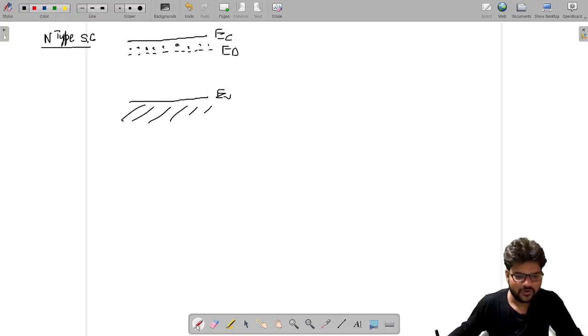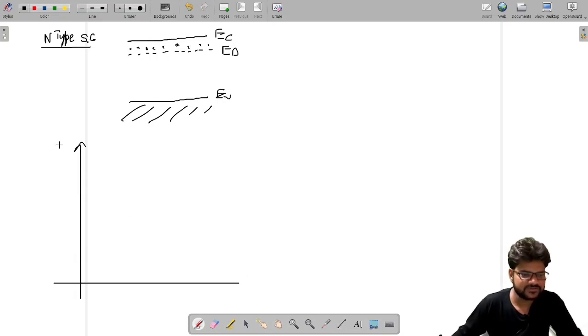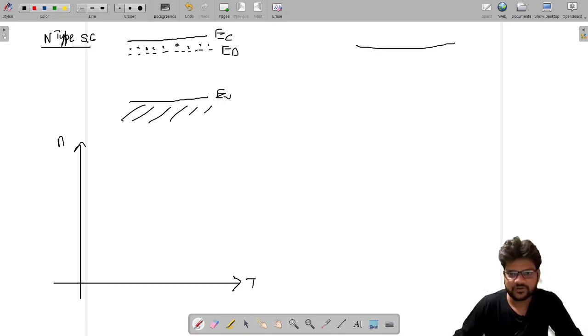Now before we draw the number of electrons for an n-type semiconductor, let us first draw the number of electrons for a pure semiconductor, let us say silicon. On the y-axis we will plot the number of electrons, n, and on the x-axis we will plot temperature. For a pure semiconductor, we know there is a conduction band and a valence band, and in the middle there is the intrinsic Fermi energy level.